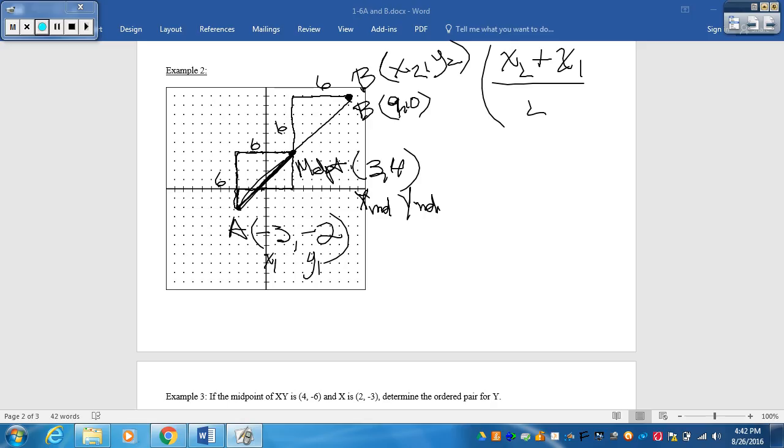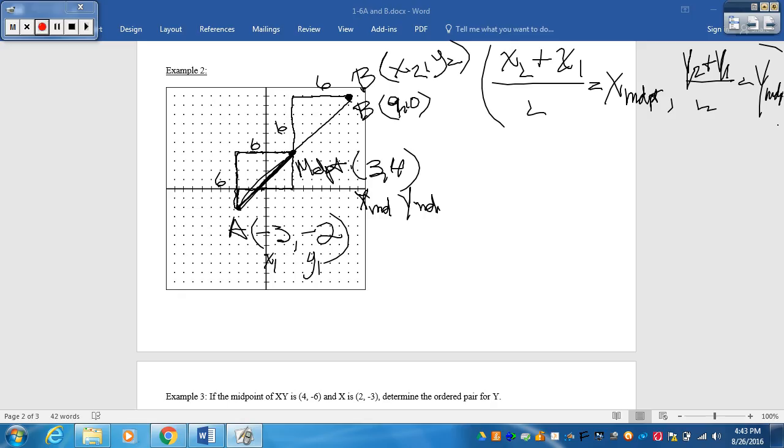X sub 2 plus x sub 1 over 2, that will give me my x midpoint, okay? And if I go ahead and do y sub 2 plus y sub 1 over 2, that will give me my y midpoint, okay? And so if I can just plug in the information that I have off to the left into my equation on the right, I should be able to solve for x sub 2 and y sub 2.